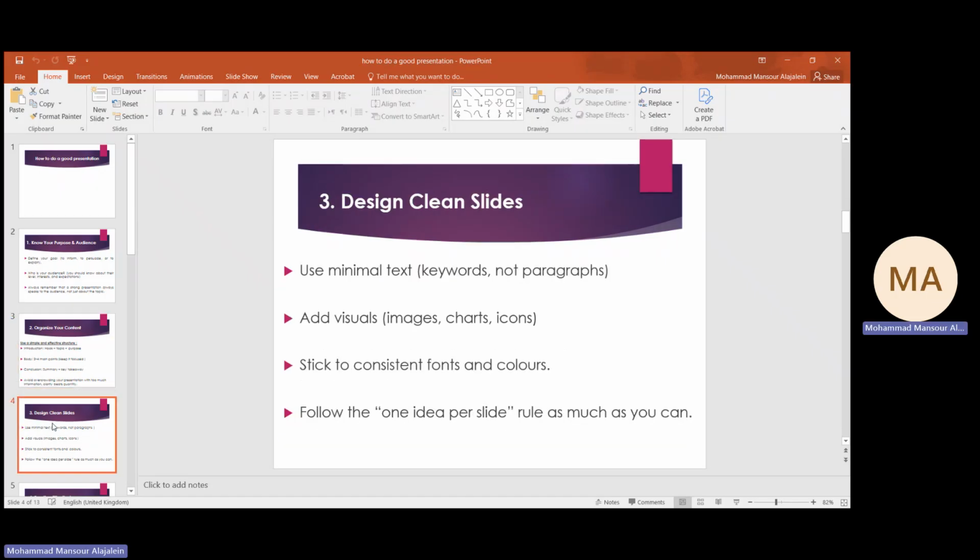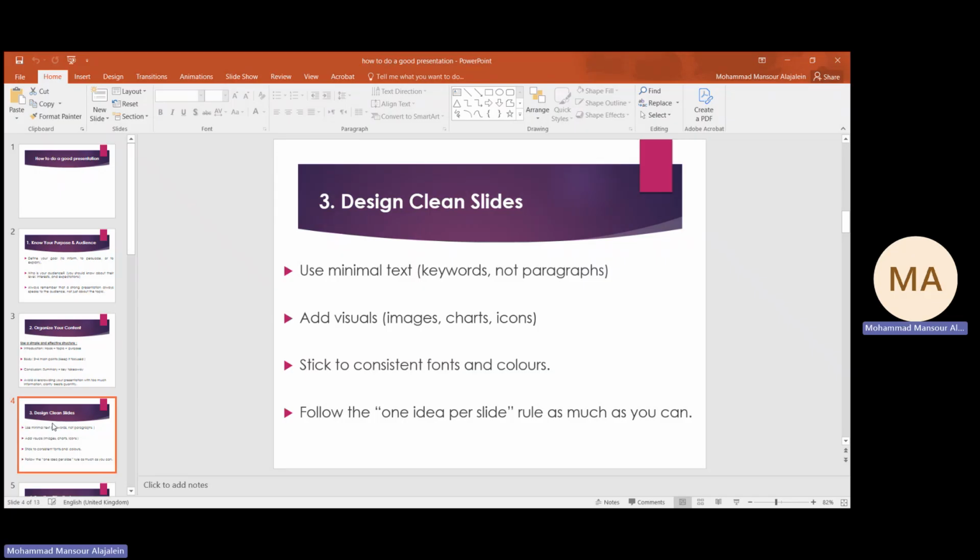The third point is to design clean slides. Your slides are part of your presentation. It's like a hook that attracts the attention of the audience as well. So you need to use keywords, not paragraphs, so as not to make it boring for the readers or for the listeners. You just have the idea as the title and some supporting sentences without having full paragraphs. The explanation and justification will be handled by you.